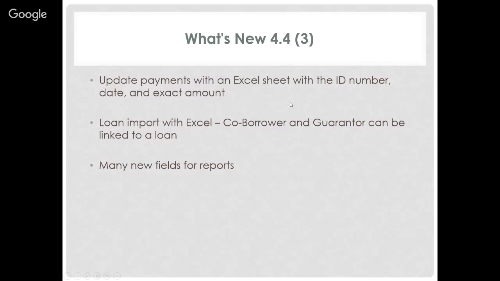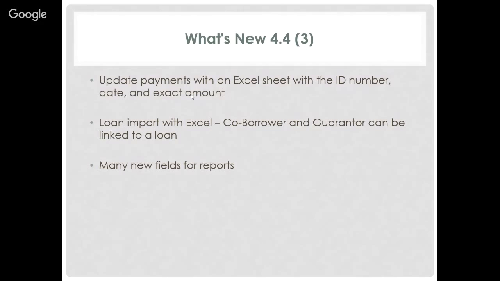So this is the third and final slide for the changes in 4.4. You can now update payments, this is again for larger clients with quite a few loans. You can update payments with an Excel sheet simply with an ID number, a date, and the exact amount. So what this will do, if Margil sees the proper loan ID number, the proper date, and the exact amount, it'll change it from a due payment to a paid payment.